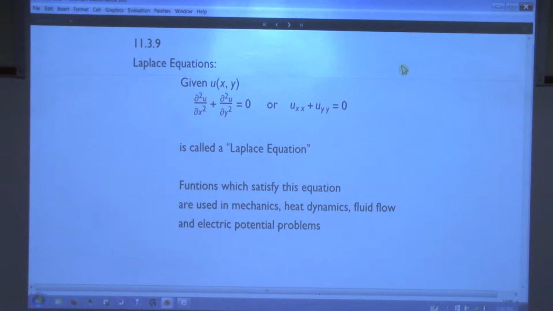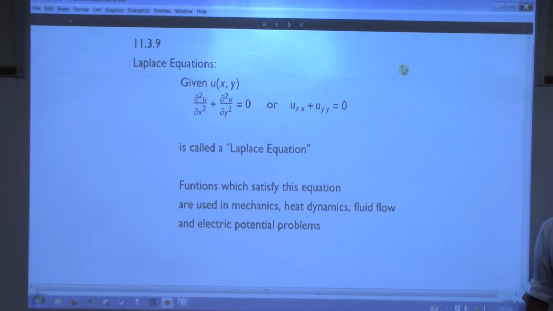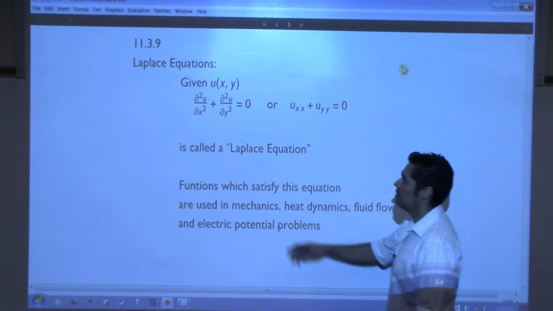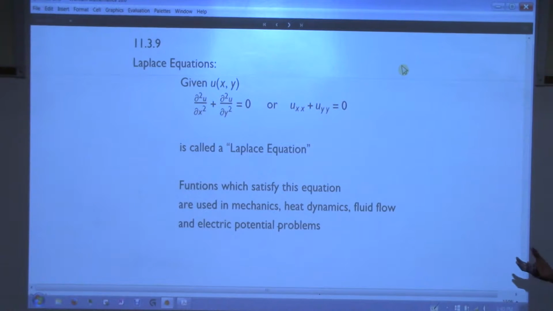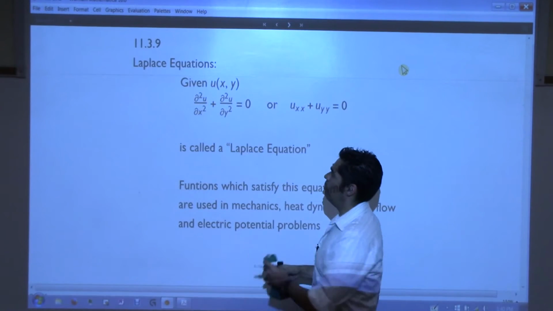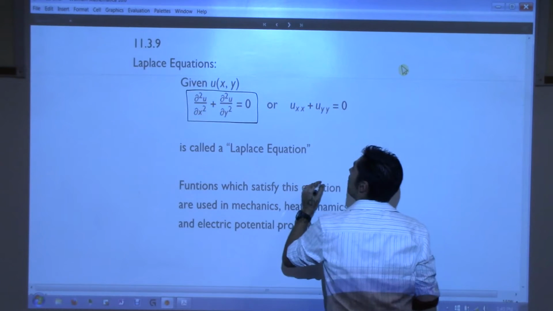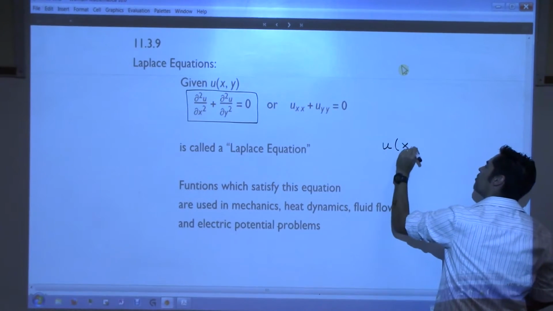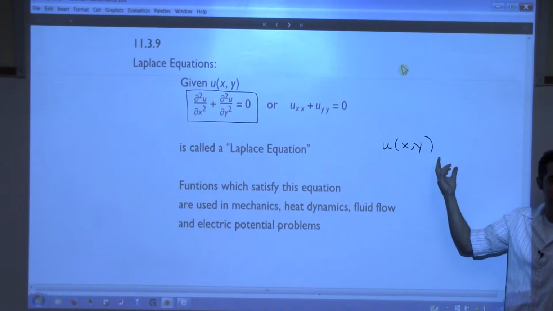So if you have, first of all, what is a differential equation? A differential equation is any equation that involves the derivatives of functions. So you have some function, you have an equation that has derivatives in it, that's a differential equation. Now there's a whole lot of different categories of differential equations. This right here is what we call a Laplace equation. And it's starting out by assuming that you have some function of two variables. So we've been using f of xy, but there's nothing stopping us from calling it u of xy.